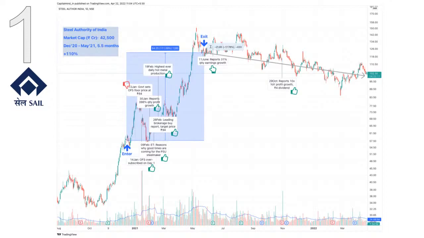A few days later, it reported its quarterly earnings. It showed 31% earnings growth. Not bad, not great given the circumstances. But then the stock started doing this weird, gradual downward trend after it had exited the portfolio. In fact, in October of 2021, it reported 10x year-on-year quarterly profit growth, its highest ever earnings. It reported 4 rupees of dividend on a stock that was roughly at 100, so 4% dividend yield on a stock that's also gone up quite a bit. You would think all of those would be positive, but the stock just never has come back to what it was in that time when it showed momentum and was part of the portfolio.